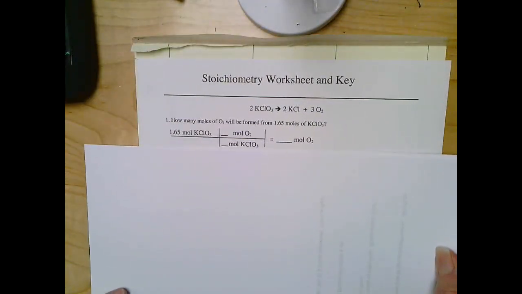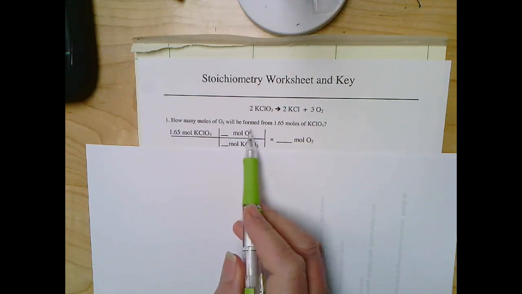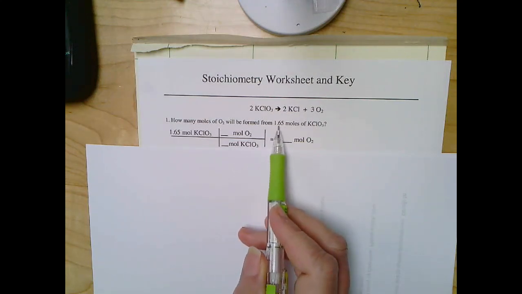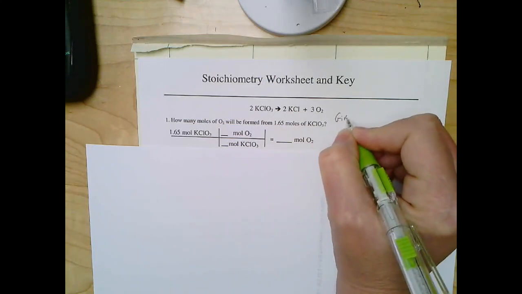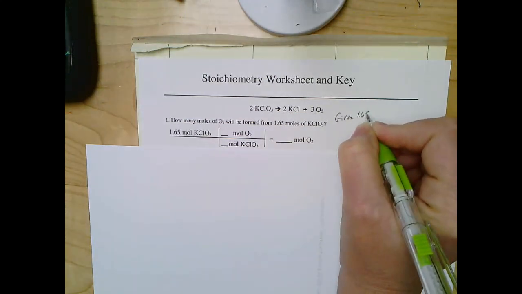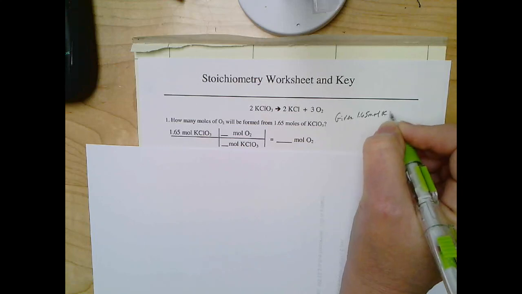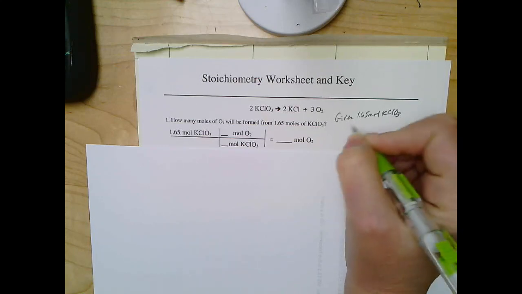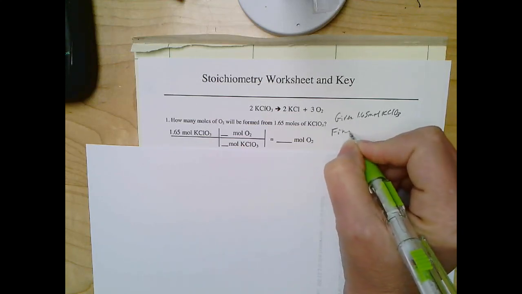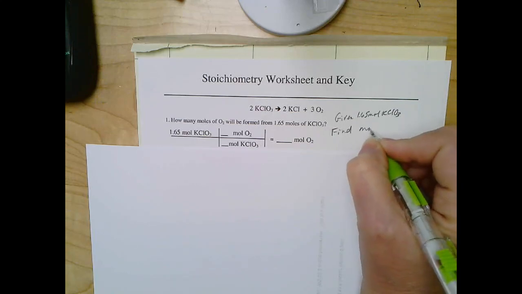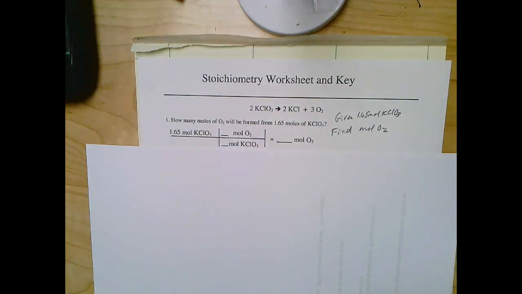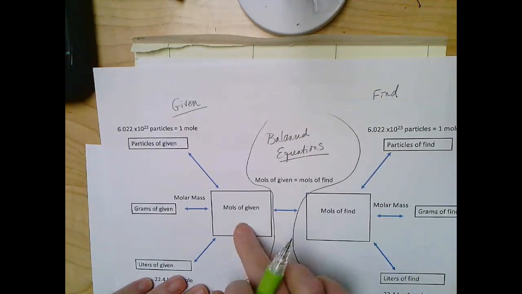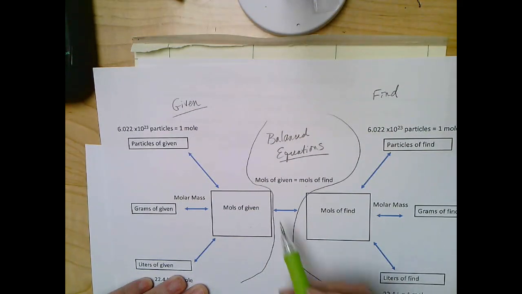And it says, how many moles of oxygen will be formed from 1.65 moles of KClO3? So what I'm given is going to be 1.65 moles KClO3. What I want to find is moles of O2. Since they're both moles, and looking here, I see here's moles and here's moles, I just need one conversion factor.